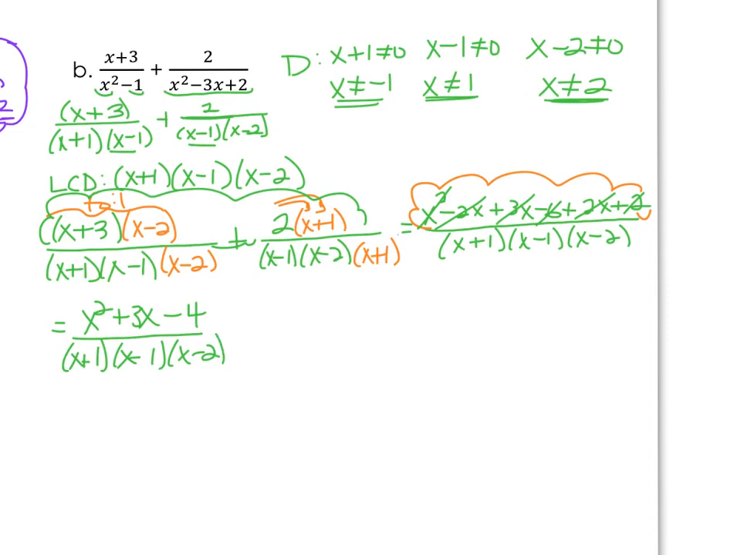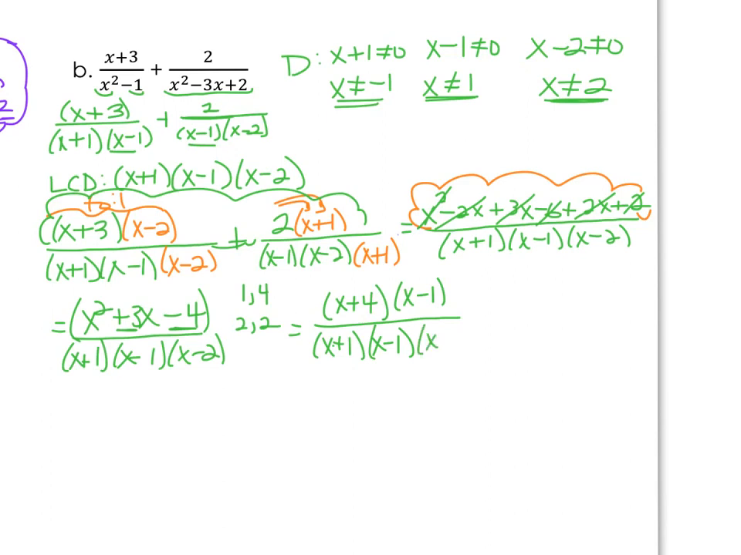All right, our next step, factor. Is it possible to factor this numerator, x squared plus 3x minus 4? Can you think of 2 numbers that multiply to get negative 4? We could do 1 and 4, or we could do 2 and 2. But they have to multiply to get negative 4 and add to get positive 3. If you thought x plus 4 and x minus 1, we're in good shape there. X plus 4 times x minus 1 would be the factored form of x squared plus 3x minus 4, all over x plus 1, x minus 1, and x minus 2. So we've factored the numerator.